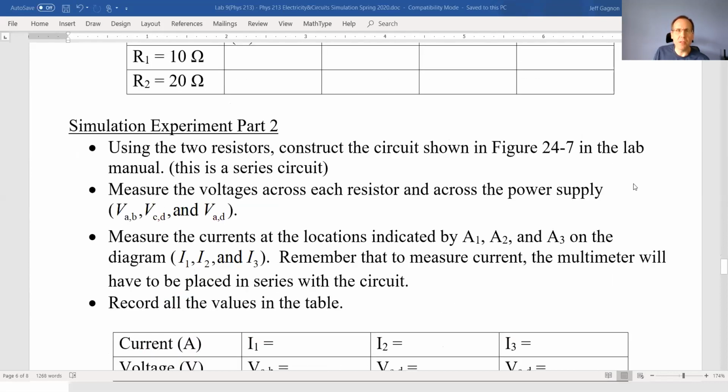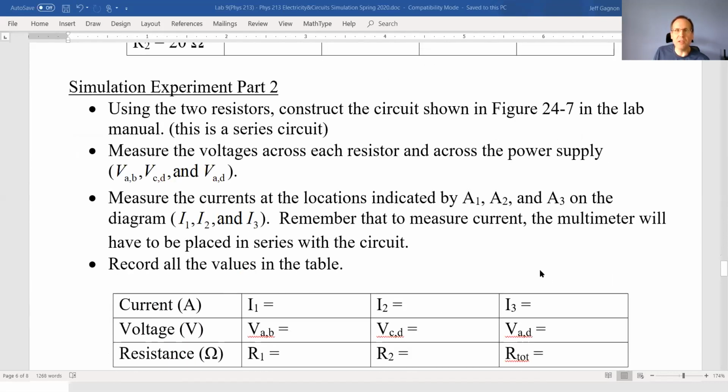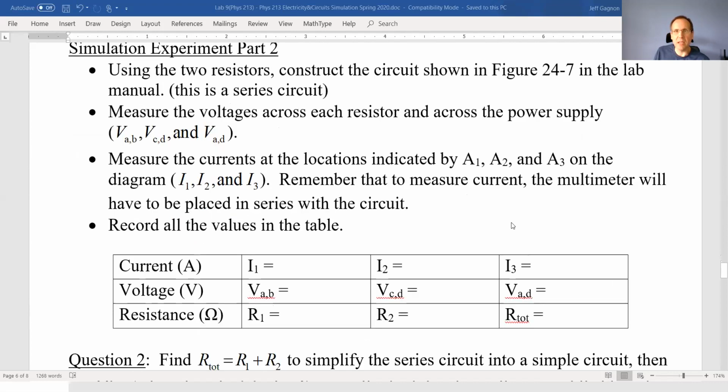Part 2 is you're going to construct a series circuit, and it's the circuit shown in your lab manual. I'm going to post a PDF of that experiment from your lab manual, so you'll have these 2 pictures, but you only need these 2 figures really. Actually, let me show you that right now.